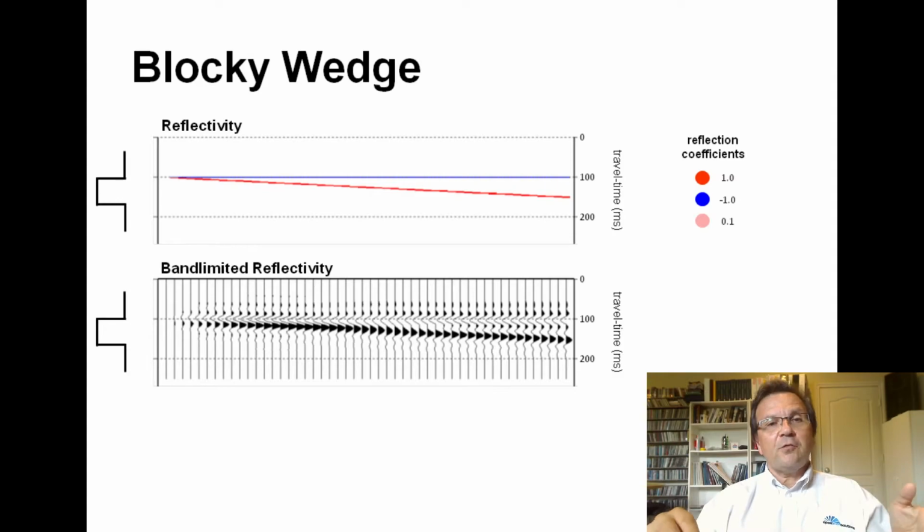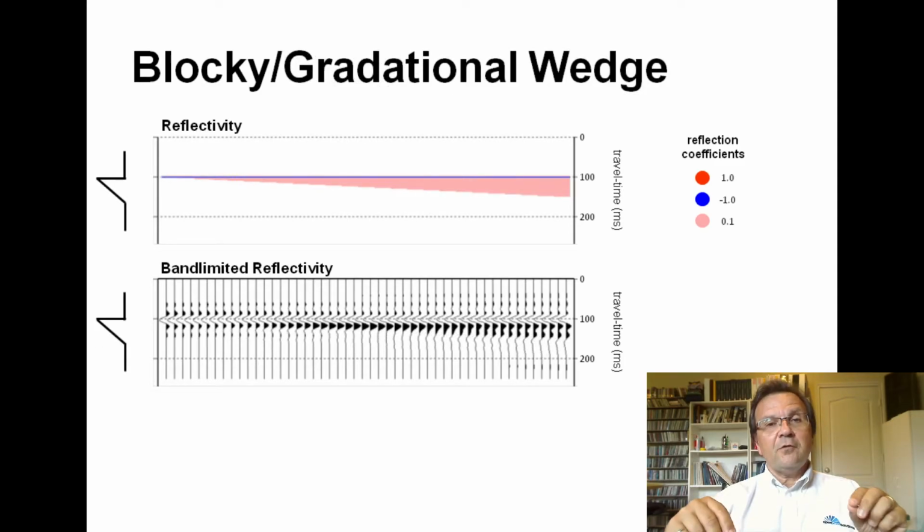In the Blocky wedge model, each trace contains 2 reflectivity spikes of equal amplitude but opposite sign. The top spike, amplitude equal to -1, is located at the top of the wedge. The bottom spike, where the amplitude is equal to +1, is located at the bottom of the wedge.